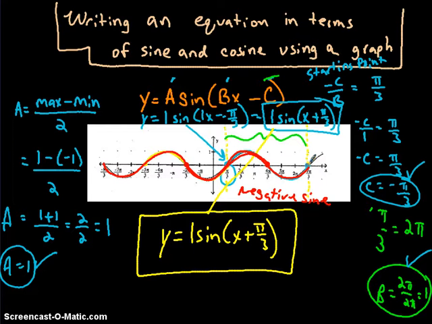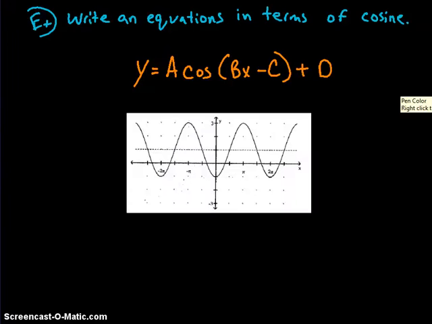So that's one with sine. Let's look at one with cosine. In this one, we're going to write an equation in terms of cosine. And the A value is still there. The B value is just like it was at first. Subtract C. You have a new letter in this one though, and it could be with any of them, sine or cosine. The D value. This D value represents the vertical shift.